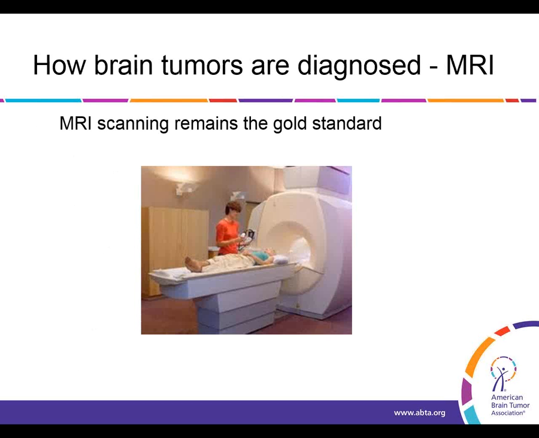Brain tumors are usually diagnosed with an MRI. MRI is given with a contrast dye, and it is the gold standard for diagnosis. Now, if a person is taken to the emergency room for neurological symptoms, a CT scan is commonly the first test done. If a brain tumor is suspected from the results of the CT scan, usually the doctor will then order an MRI.